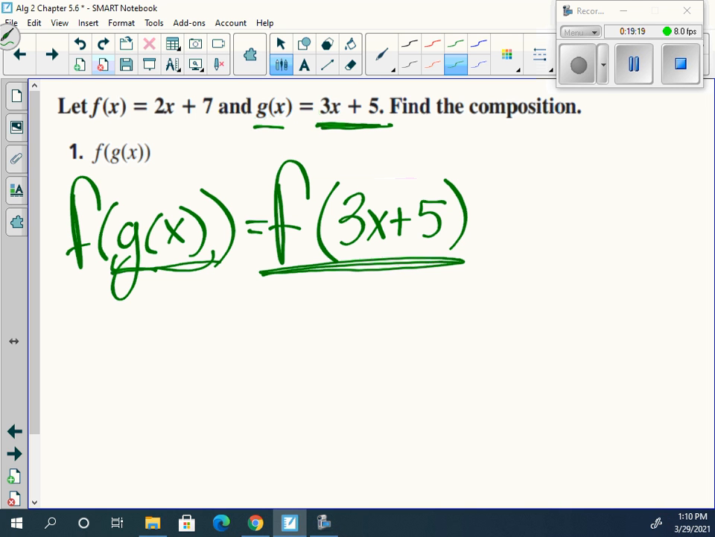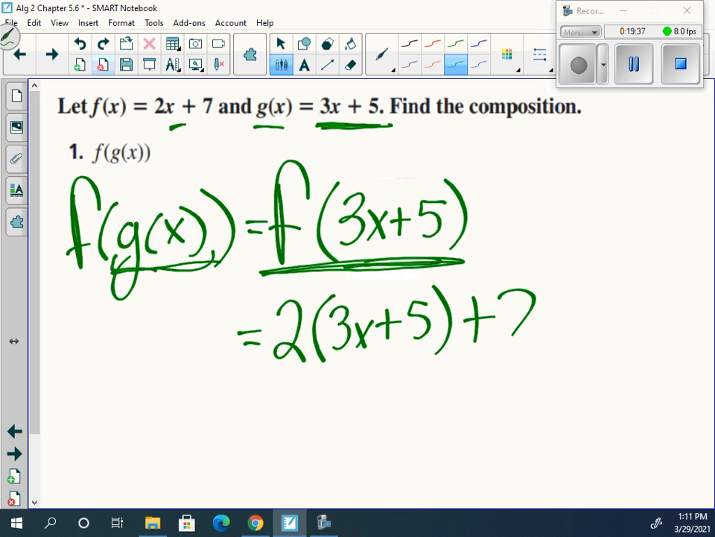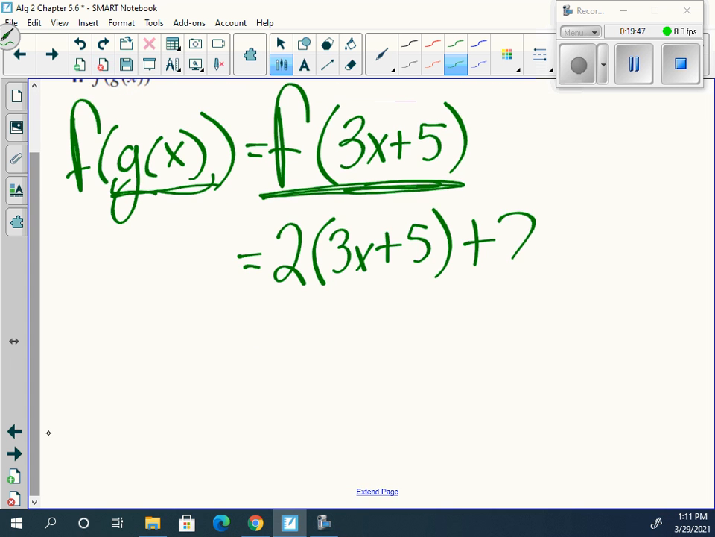3x plus 5. So we're going to be plugging 3x plus 5 into our x, which would give us what? 2 times 3x plus 5 plus 7. Because we're replacing x with our 3x plus 5. Any questions on how this is working here, or what we're doing from one step to the next?